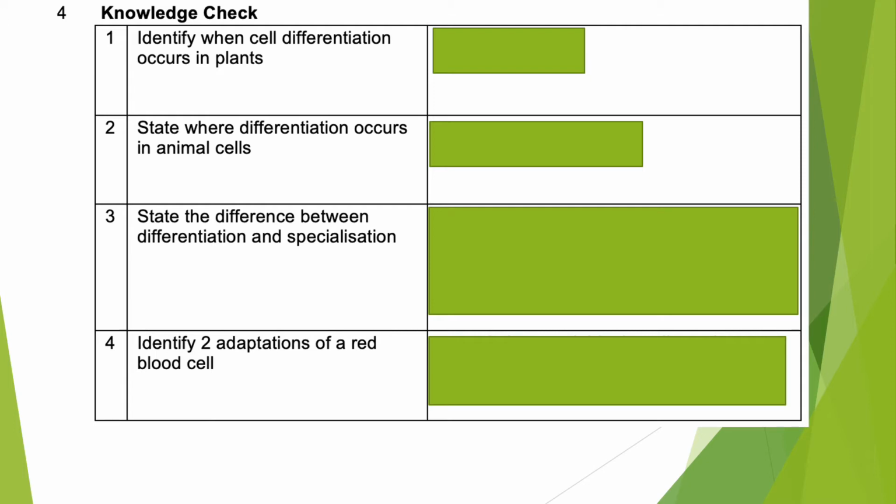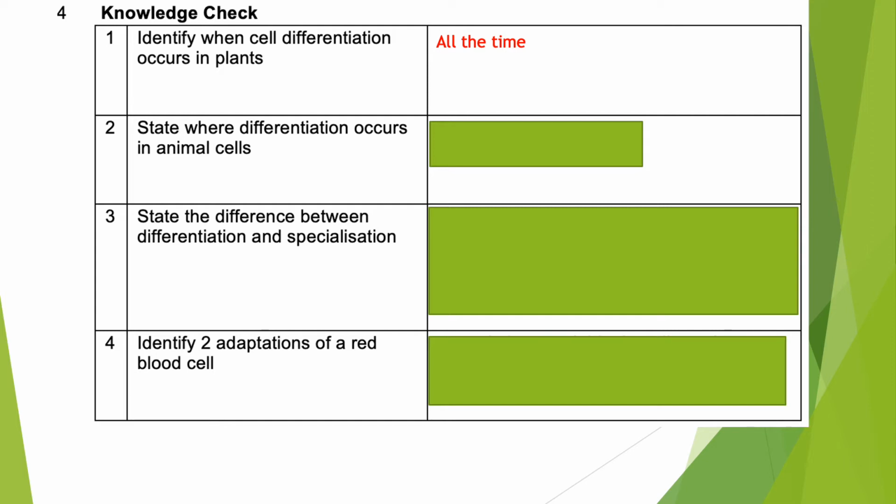Perfect. So number 1, identify when cell differentiation occurs in plants. So this one is going to be from the last lesson. Plant differentiation occurs all the time, whereas in adults, it actually stops after you become an adult. Your differentiation doesn't become as potent as it was before. So with plants, there's a part called the meristem, which is the very tips of the plants where most differentiation occurs, but they can always revert back to the differentiation cycle.